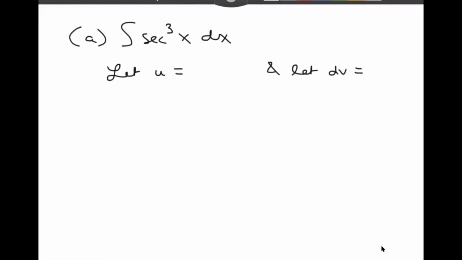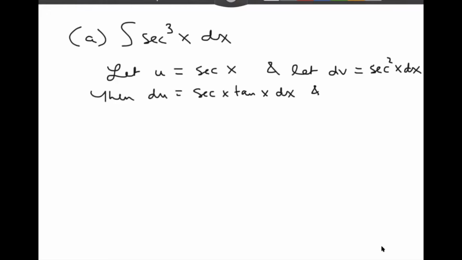We technically know how to integrate secant x dx, but it's much easier to integrate secant squared x. Okay, so that's what we're going to do. And then u is secant x. So on this side, we differentiate. That's going to make du secant x tangent x dx. And on this side, we integrate. The integral of secant squared x dx is tangent x.